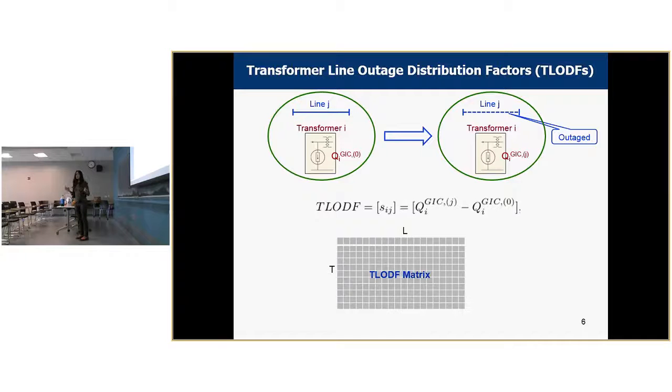And then with this definition, you can create the TLODF matrix where each row will correspond to each transformer, and then the columns will correspond to the lines. So basically, to calculate, for example, the first column of this matrix, you open the first line, then you look at the amount of reduction that you get in each individual transformer, and that will give you the first column.